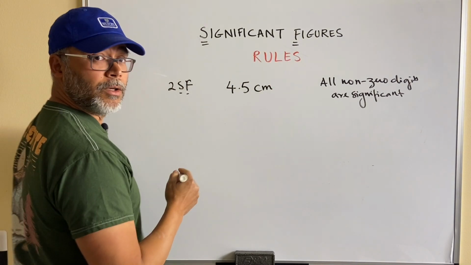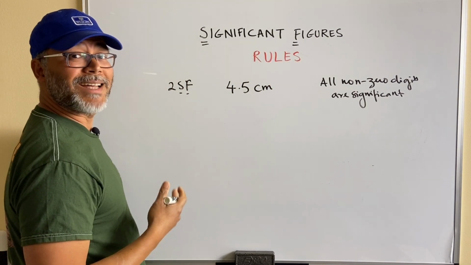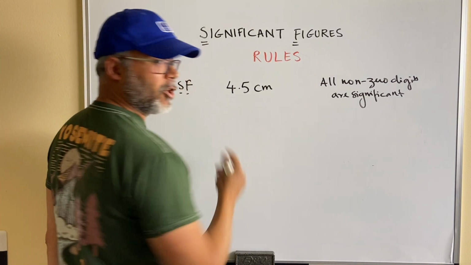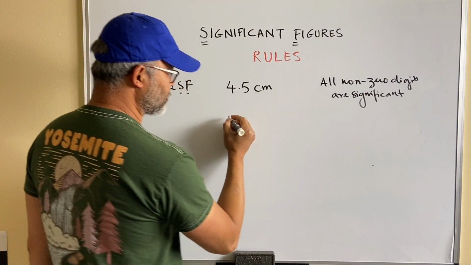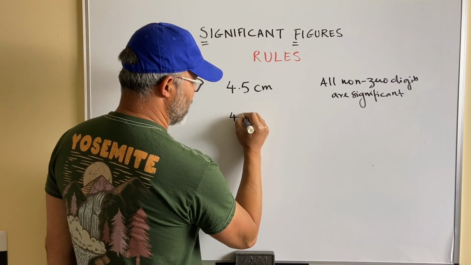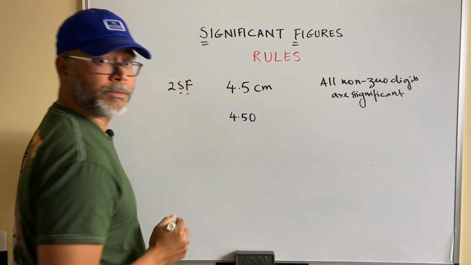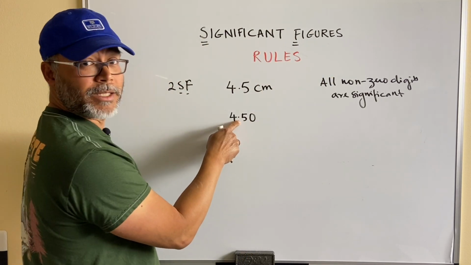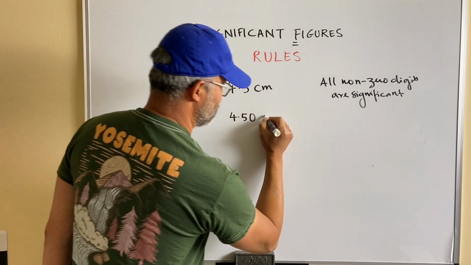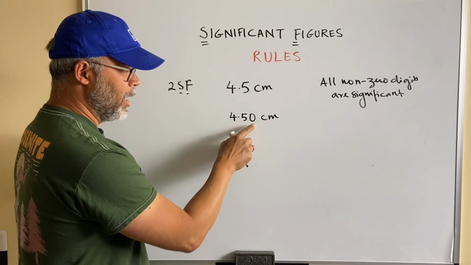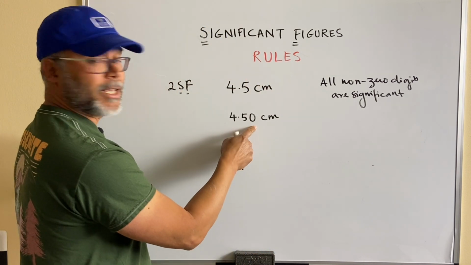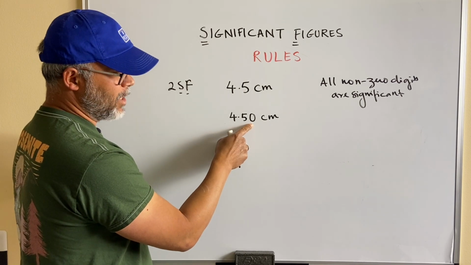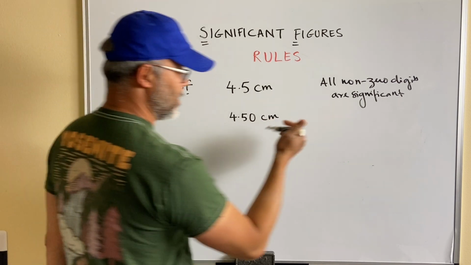Now, let's go ahead and start adding zeros to this number, in different places. If I write this number as 4.50 centimeters, that 0 is at the end of the number after the decimal place. So this 0 is actually significant.